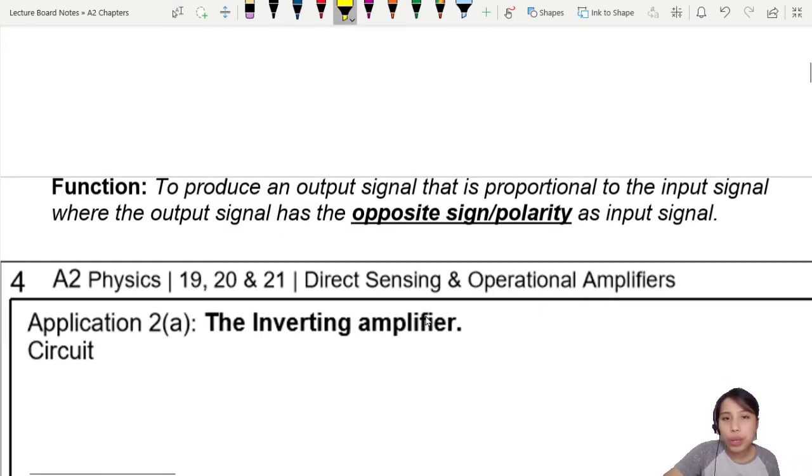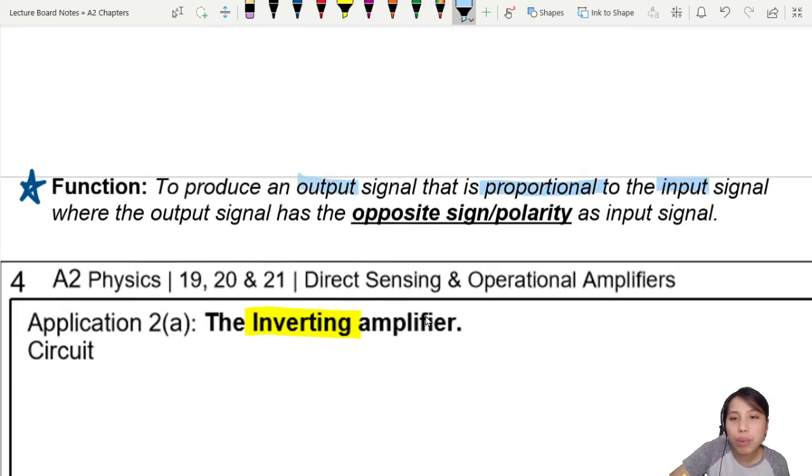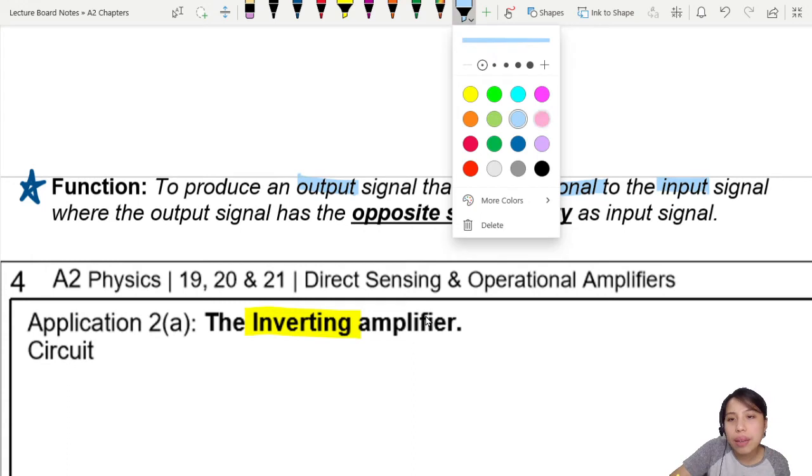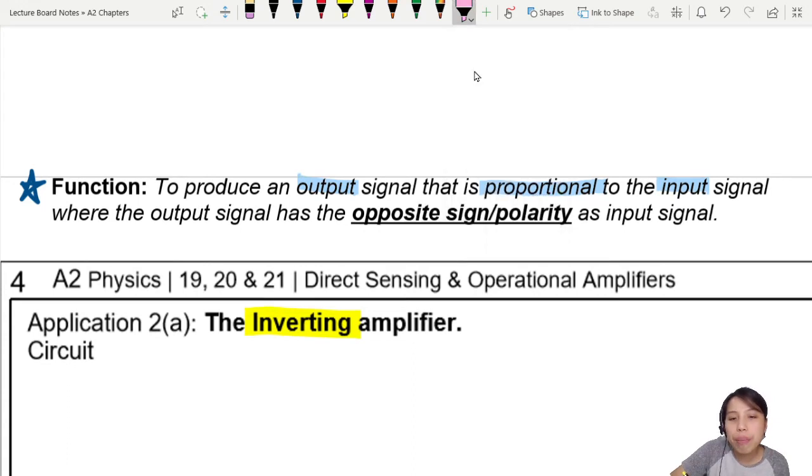So there's a purpose for this inverting amplifier, and that function, okay, this one you gotta know it for exam because they will ask you to define it. I typed it up here because down there I need space to draw the circuit. So the function of this amplifier is twofold. Firstly, you want to produce an output proportional to input. But secondly, more importantly, what makes this inverting amplifier different from the other one, the non-inverting, is that the output has opposite sign to the input. So there's a negative sign somewhere.